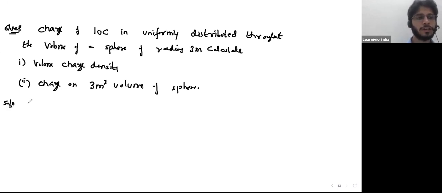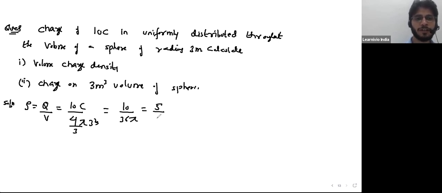Okay, I'm calculating. Rho is charge over volume. So how much is charge? Charge is 10. How much is volume? Sphere, 4 by 3 pi r cube. So we'll be left with 10 by 36 pi. So that's 5 by 18 pi coulomb per meter cube.